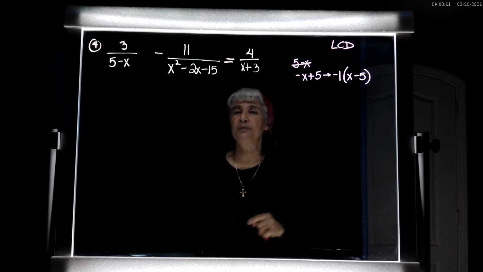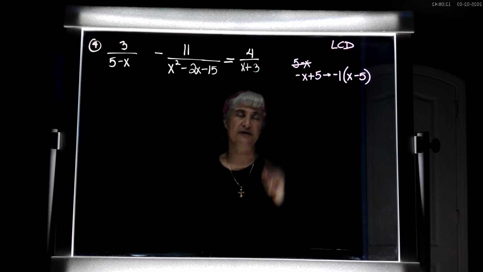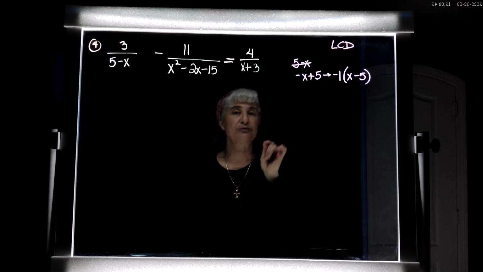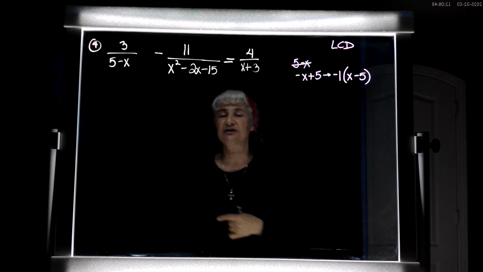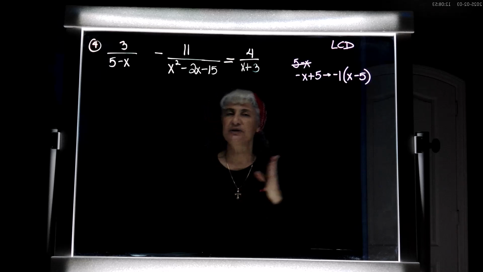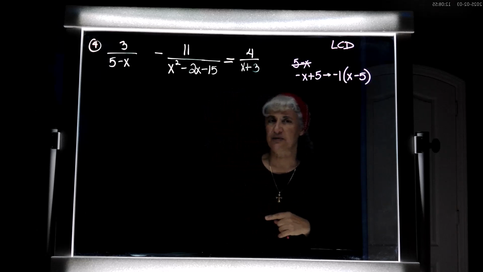This type of denominator you have to be very careful of. If it's not in descending order, put it in descending order. And if your lead term turns out to be negative, you must factor out that negative 1. Got it? That's the one that will always try to trick you. So be very cautious about it.